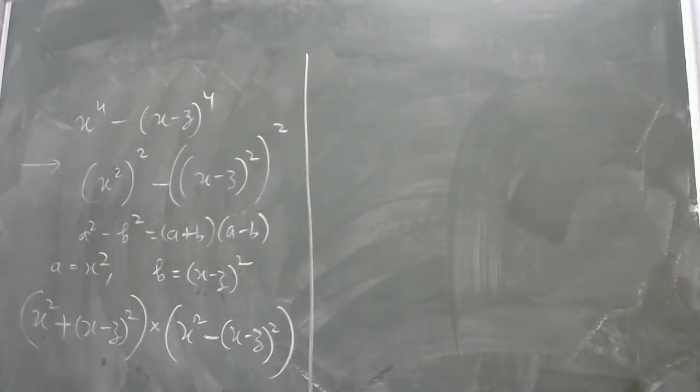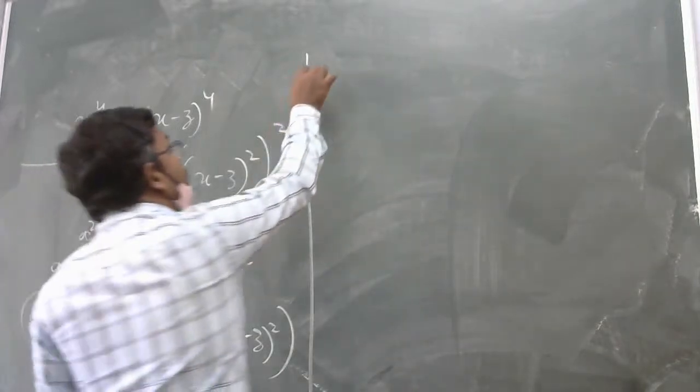So a plus b multiplied by a minus b. Again a is x square minus b, that is (x minus z) whole square. So further, if you simplify, here (x minus z) whole square is there. You can open the bracket and simplify further. So if you simplify further, what will you apply?